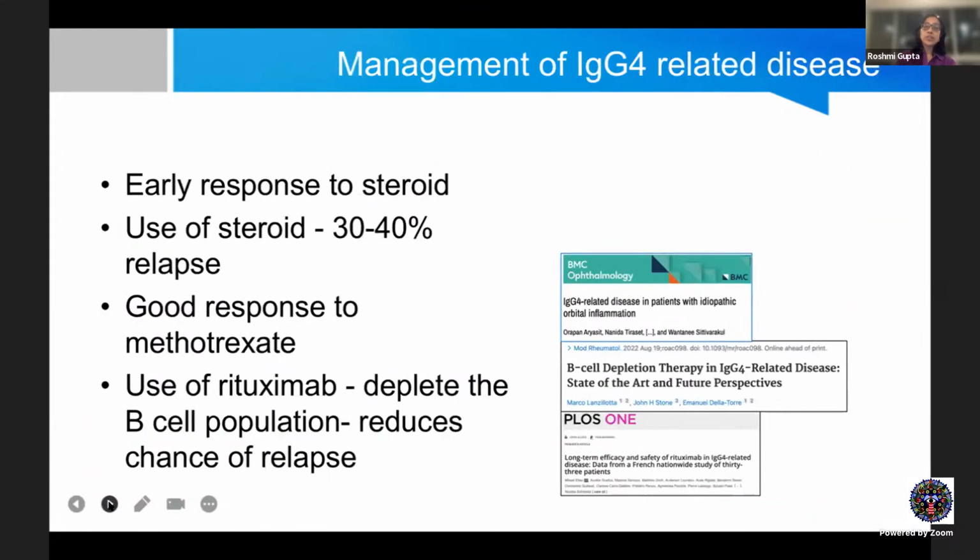So how do we treat it? There's a good early response to steroid, but there will be 30 to 40% relapse. There's a good response to methotrexate. And rituximab is actually very good in IgG4 disease. It depletes the B cell population, which would be the parent line for the plasma cells, and so reduces the chance of relapse. It is effective for 14 to 17 months.